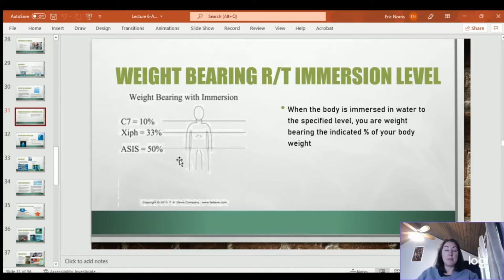So if they have a weight bearing restriction of, let's say, partial weight bearing less than 25%, then they could not be in the water this low. They would have to be in water to their shoulders or higher. If the water's even with the xiphoid process, you're weight bearing about 33% of your weight, and if it is up to C7, then you're only bearing about 10% of your weight.